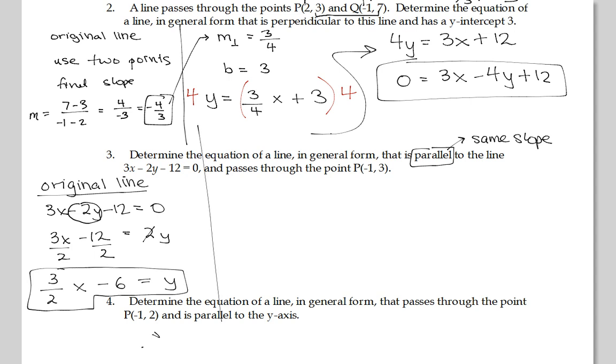So there's the original line. We know the slope is 3/2. What do we want our new line to have a slope of? Yeah, because parallel, 3/2. So m parallel will also be 3/2. But this one's a little bit different than the one above. In the question above, what was the other clue? The y-intercept. What's the clue for this one? Just a point. So now you have to use this equation in the red box.